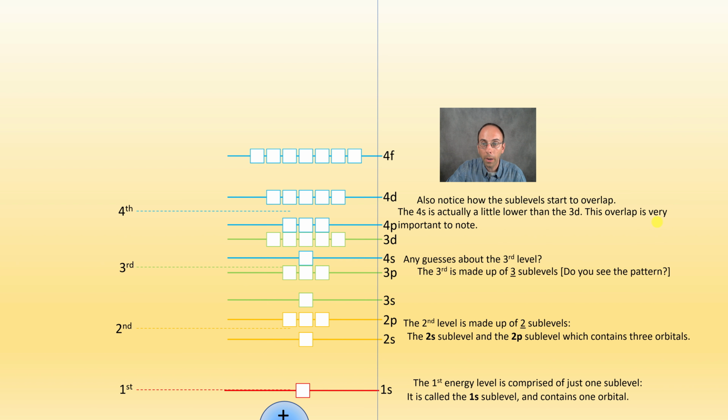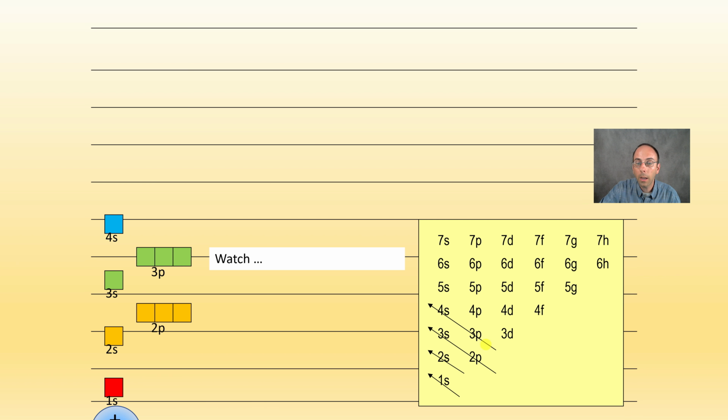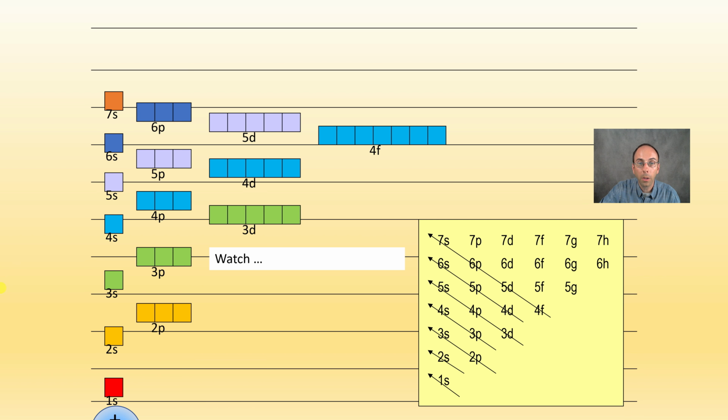The 4s, if we look right here, is actually a little lower than the 3d. This overlap is a very important note when we're keeping track of the order as we make our electron configurations and orbital notations. So we start with that 1s, and progress up to 2s, and then 2p to 3s, 3p to 4s, and continue to progress going up in that way.